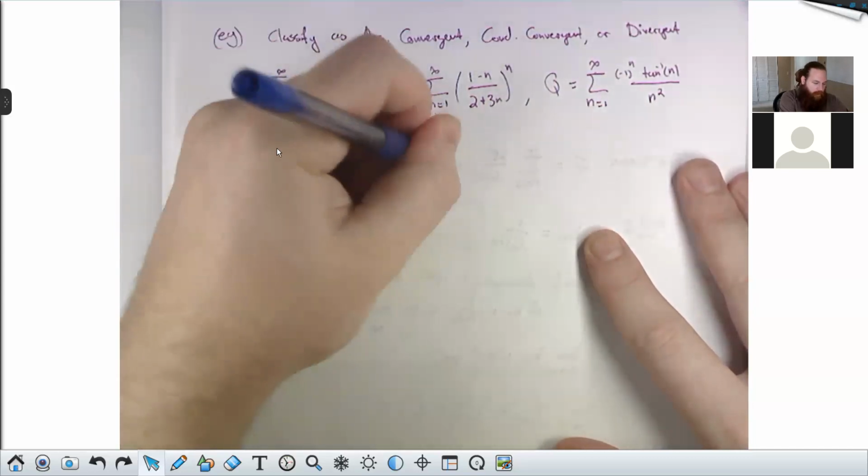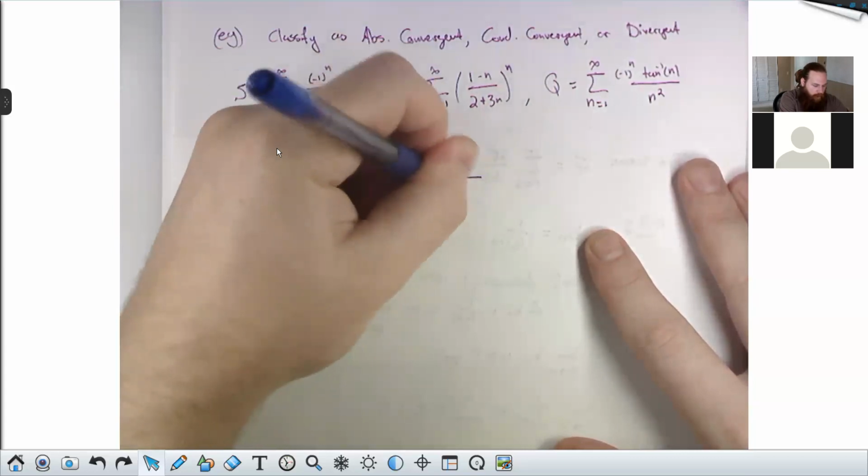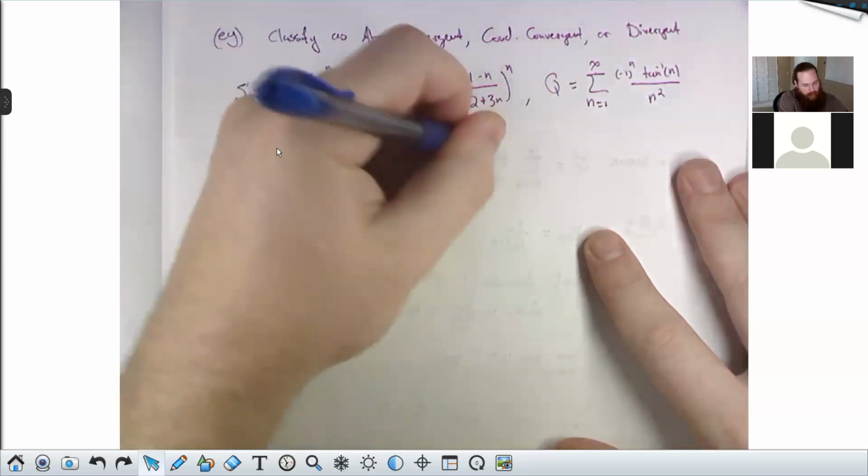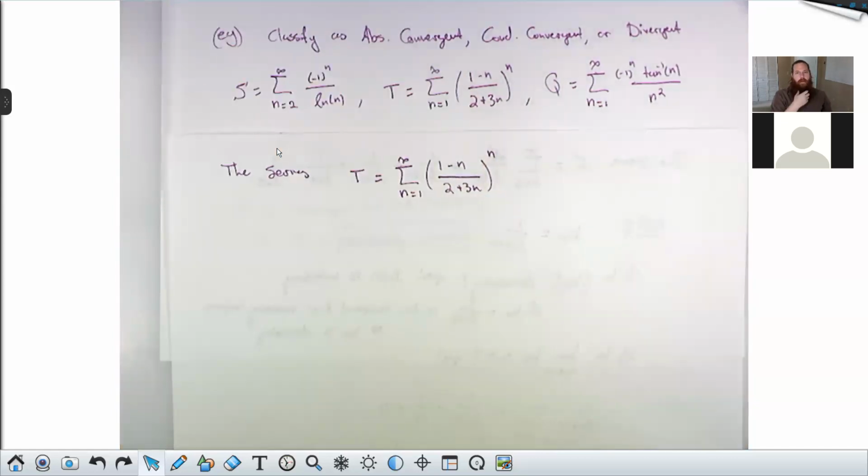The test I want to use here is going to be the root test, because the nth root of this stuff is nice, because it's all being raised to the nth power. If this stuff inside here was constant, then this would be a geometric series. But it's not constant, it's got n's in it. So if you have a bunch of stuff raised to the n, then the root test is a nice way to go.